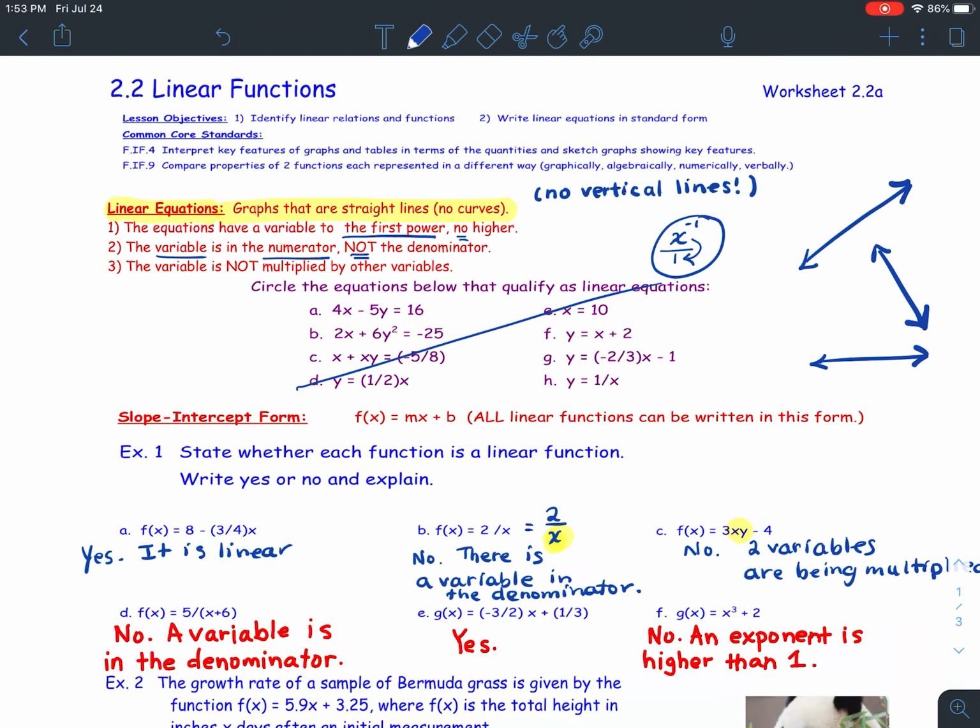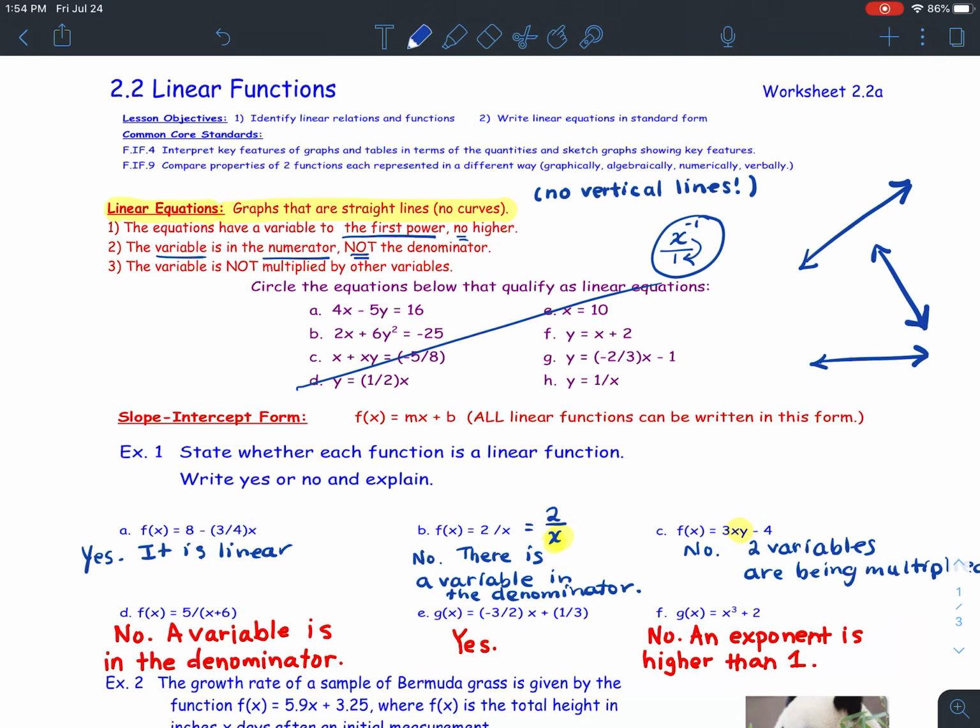But you can see, and I went ahead and filled out A, B, and C for you. I want you to go ahead and copy these down. You can see in example B how the variable is in the denominator, so that disqualifies this graph from being a linear graph, and this is no longer a linear equation. We're going to say no, and our reason, instead to explain, is that there's a variable in the denominator.